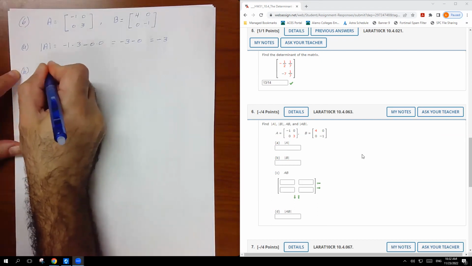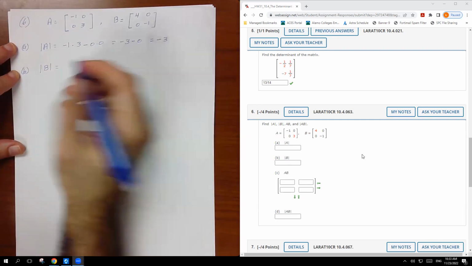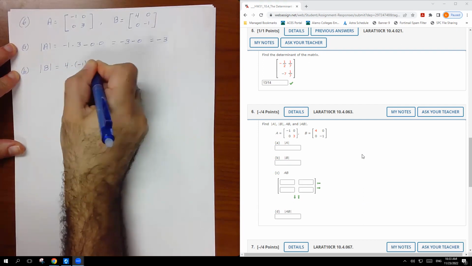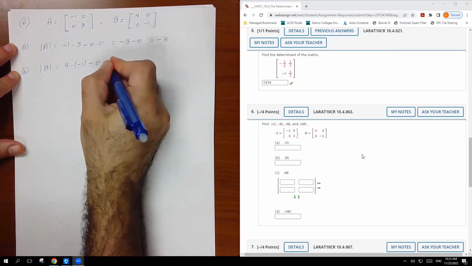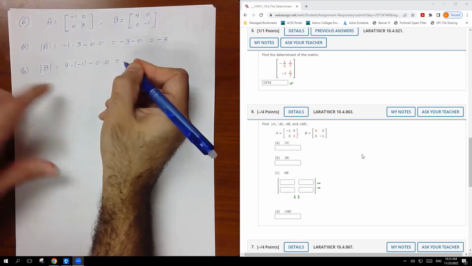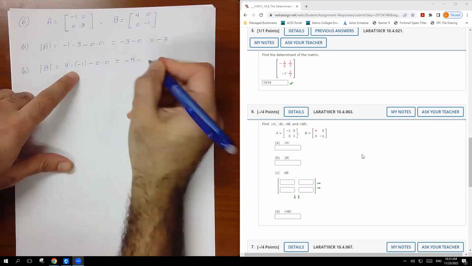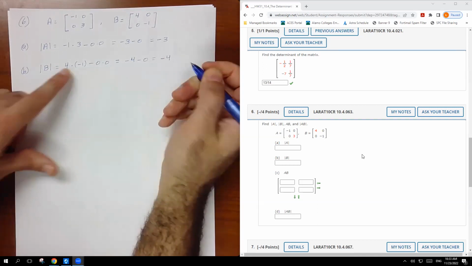The same thing, determinant for the matrix B is going to be 4 times -1 minus 0 times 0. And it's going to be 4 times -1 is going to be -4. 0 times 0 is going to be 0. The result is going to be -4.